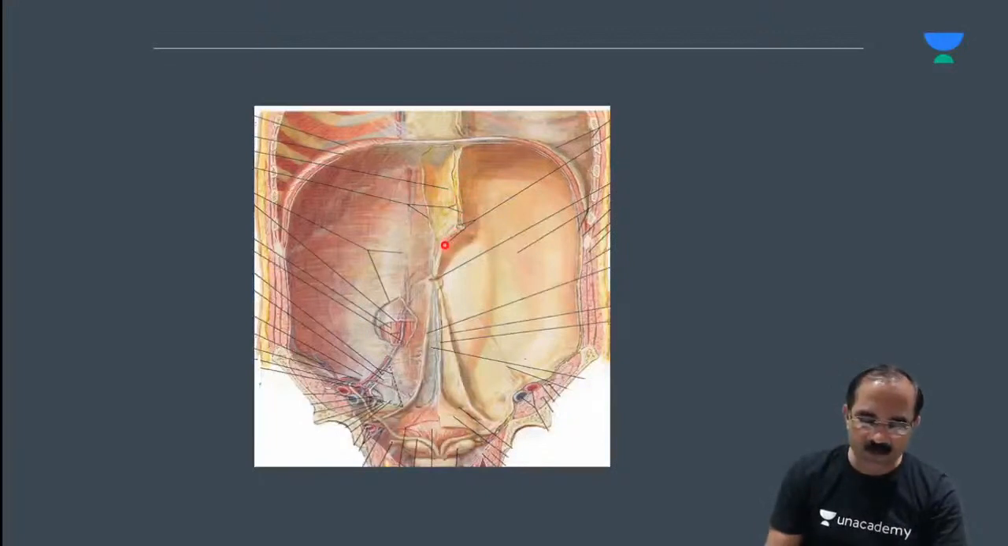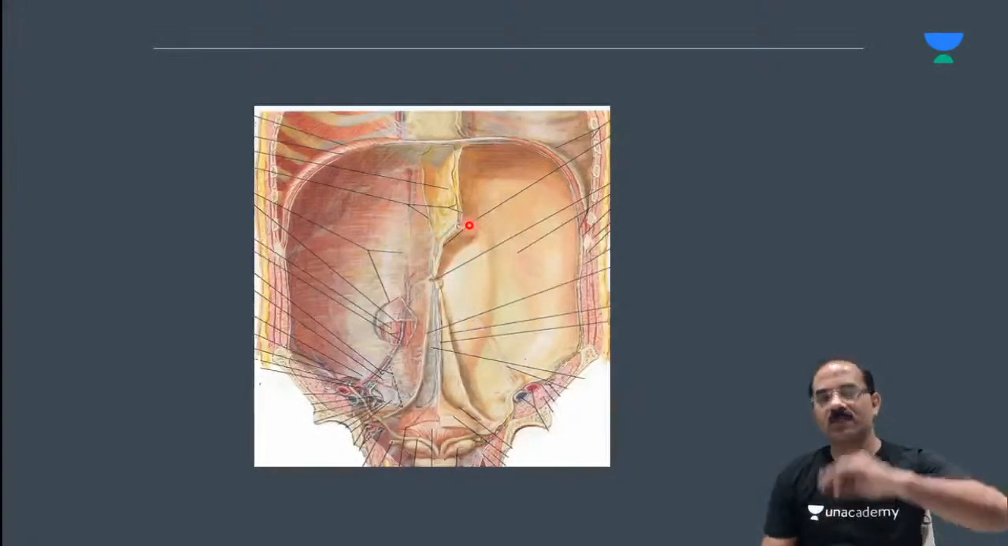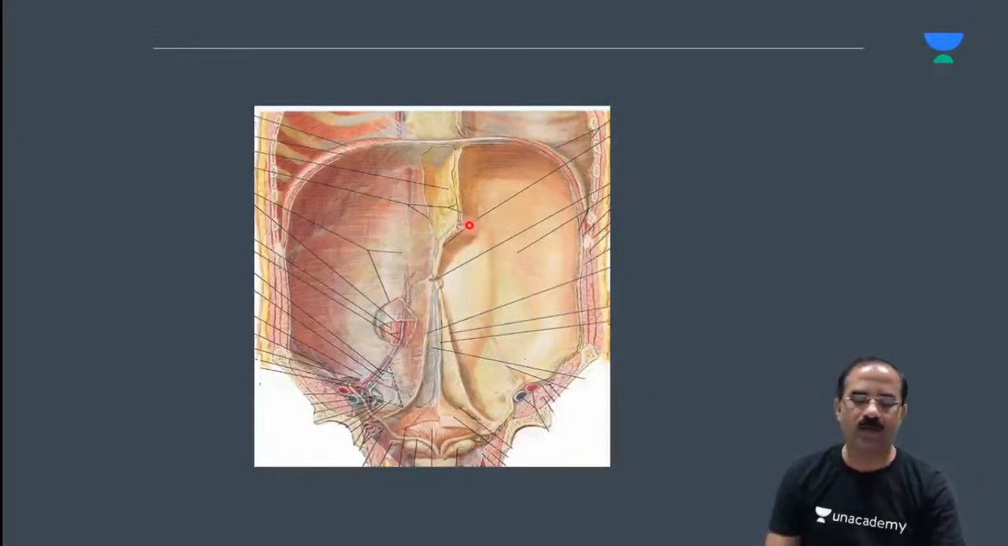And what is this in the falciform ligament? This is the ligamentum teres. ये है ligamentum teres. Clear? So ligamentum teres lies in falciform ligament.